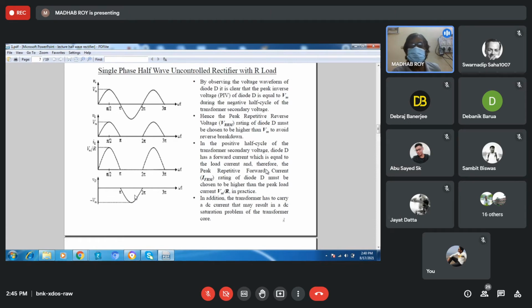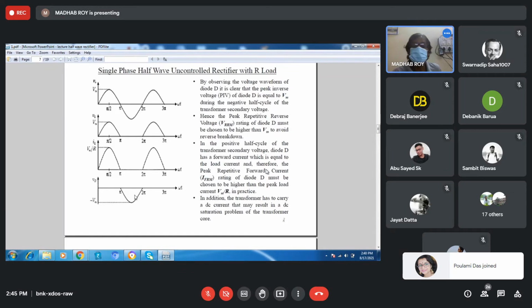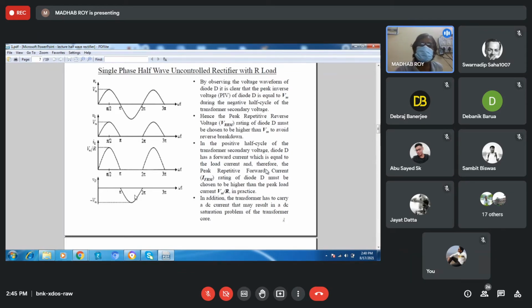But for the diode rating, your selection for that voltage operation should be very high, because the peak inverse voltage should be taken at least 2.5 times. That means 240 into root 2 into 2.5 times, so more than 1000 volt peak inverse. So that's why in diode selection, one important parameter is PIV.